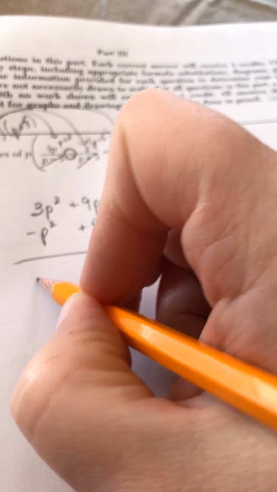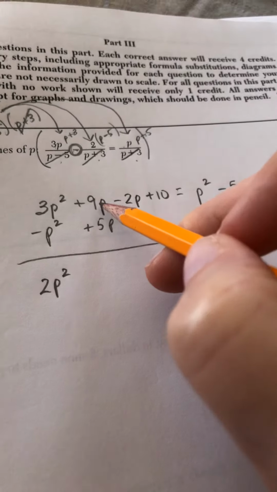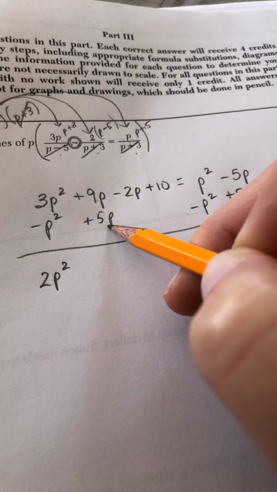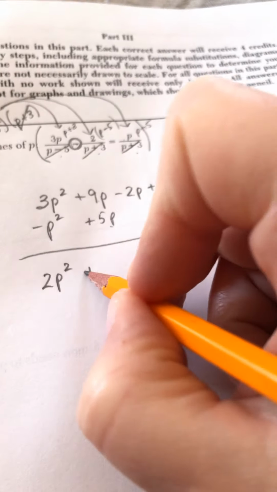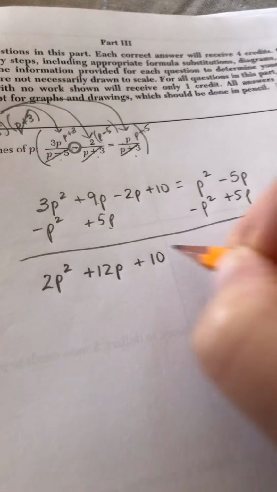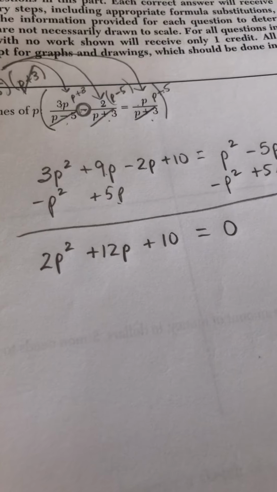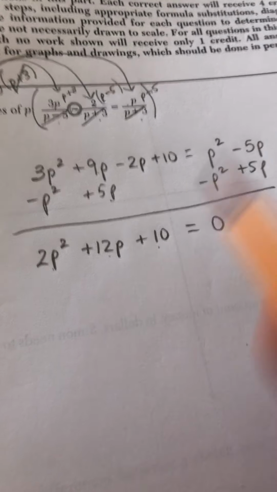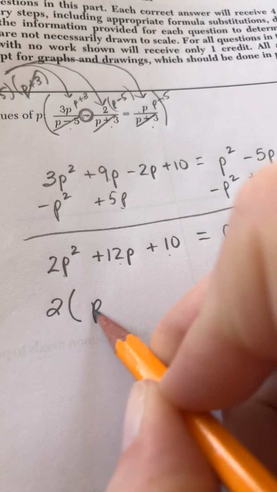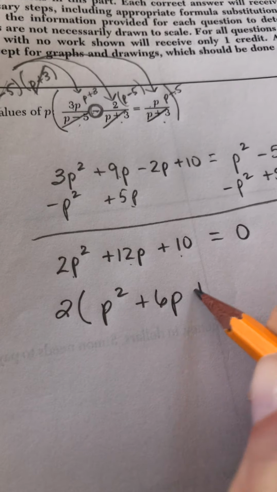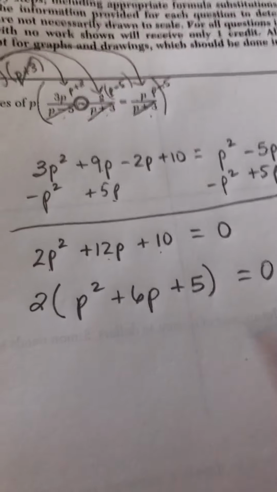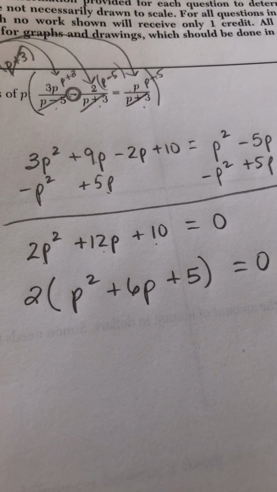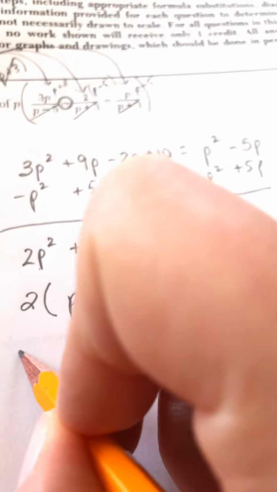3P squared, take away P squared is 2P squared. All right, here we go. 9, take away 2 is 7, plus 5 is 12. Plus 10. Boom. Now we have it equal to 0, and we can factor it. Now Schneider on your shoulder is going to say, look for a GCF. There is one. It is 2. That leaves you with P squared, 6P, 5. The reason we want to get that GCF out is because it makes this a lot easier to factor.